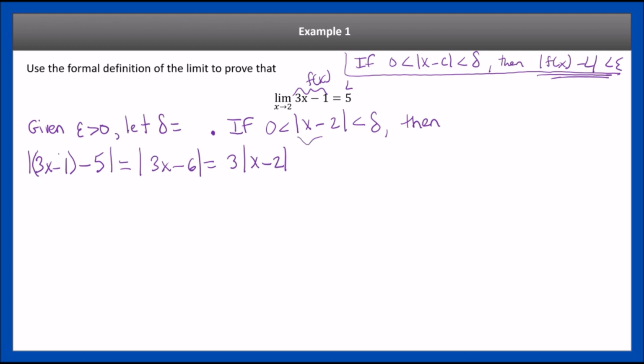So we're going to say that this is less than delta, right? And if that's less than delta, then this product right here has to be less than 3 delta. Okay, where we replaced x minus 2 with delta.